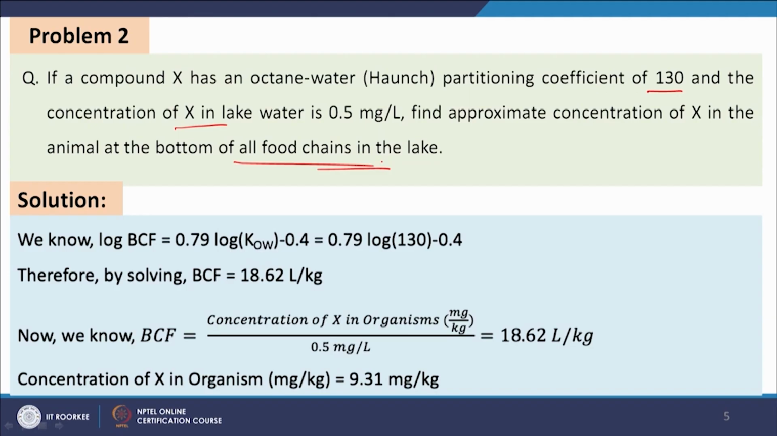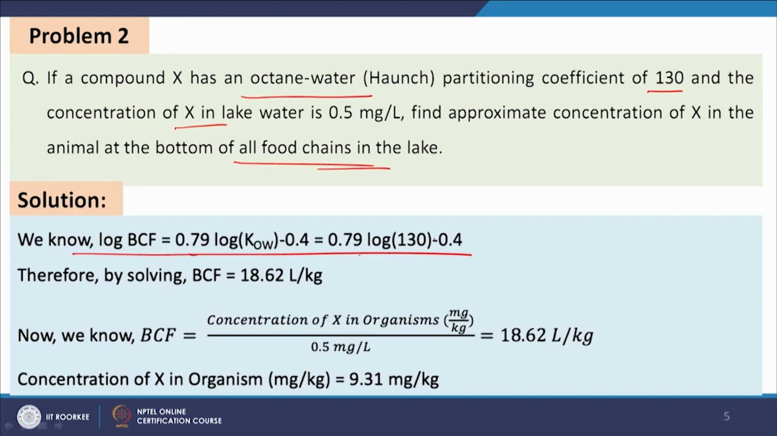So, here the octanol-water system has been given. Here we are seeing how we calculate the BCF. We know the formula: BCF = 0.79 times log of KOW minus 0.4, that is equal to 0.79 times log of 130 minus 0.4, where 130 is the partition coefficient KOW. This is a constant and this is also a constant.